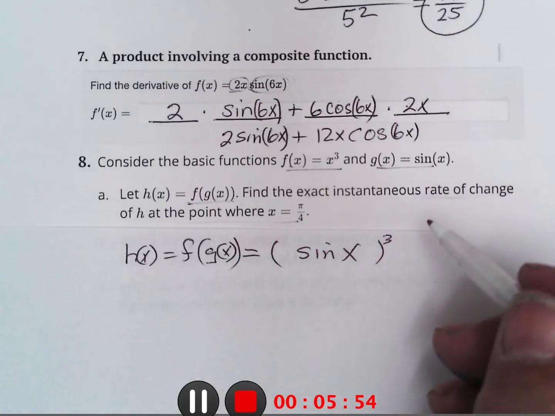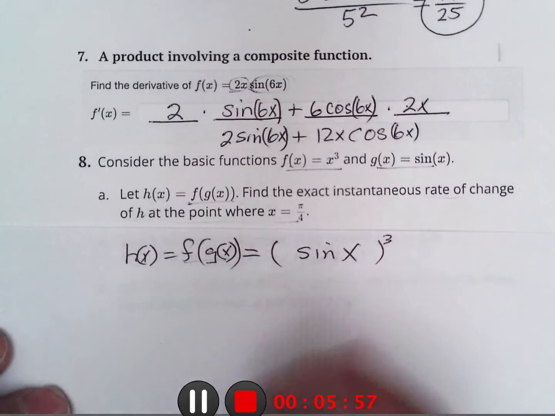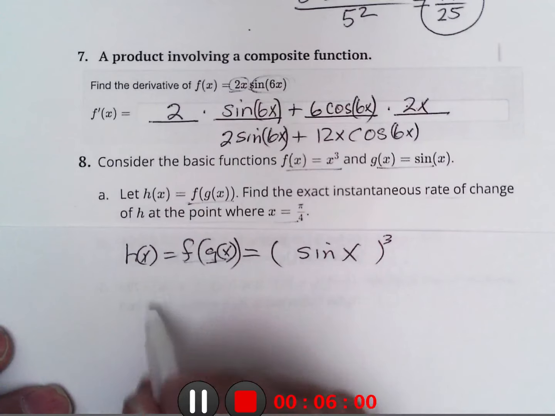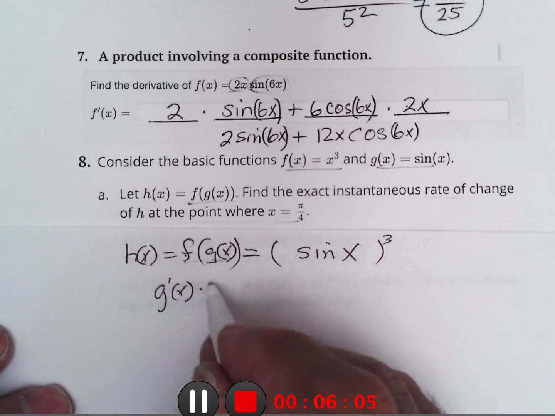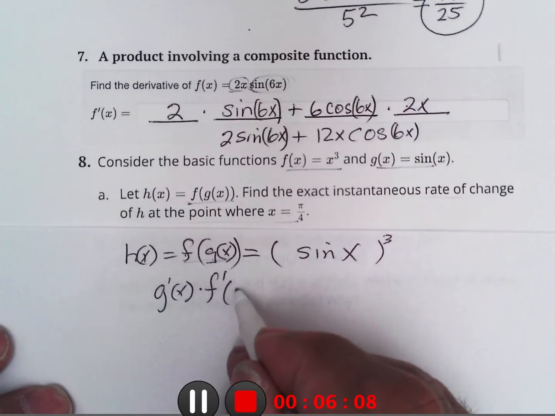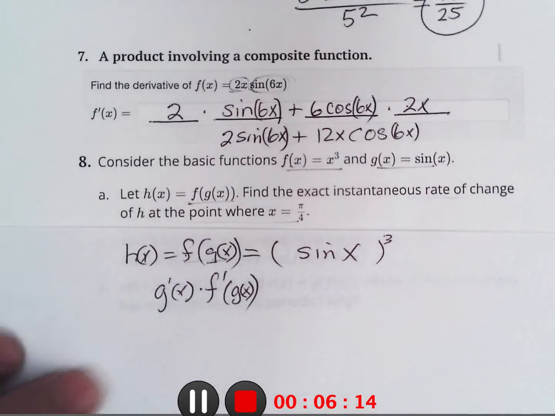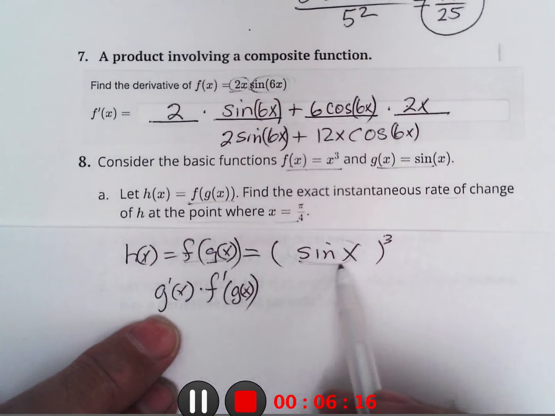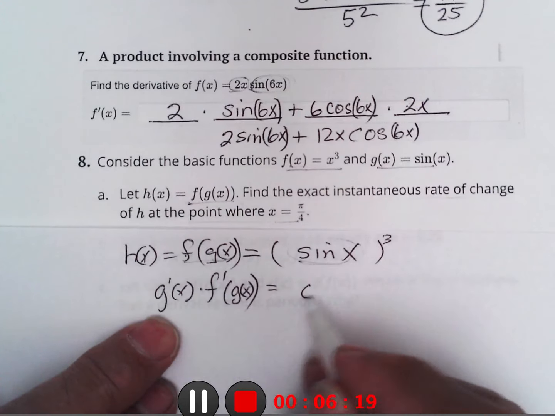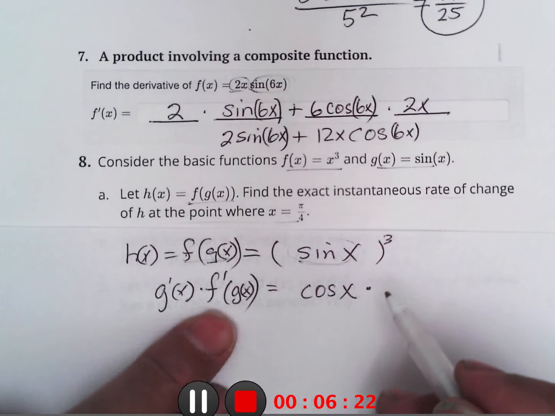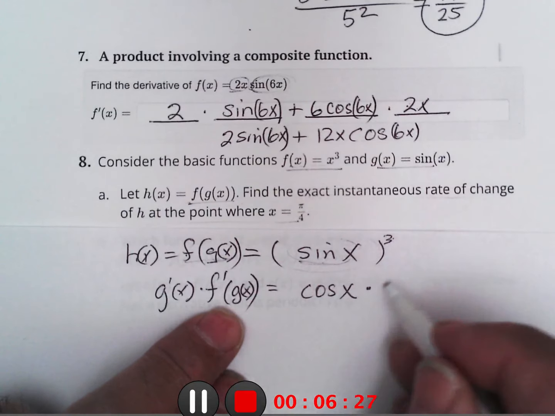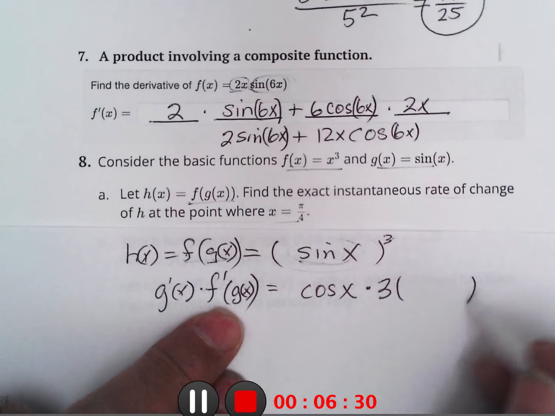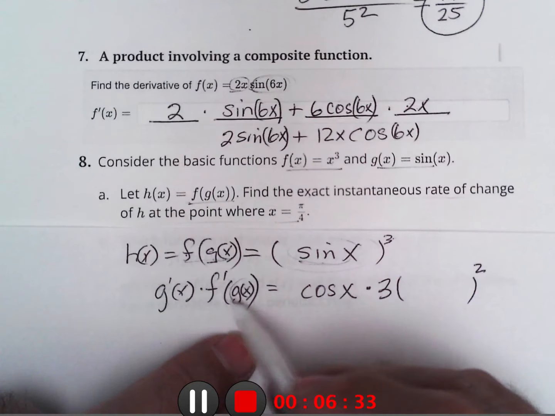Okay? Now the derivative of this would be derivative of the inside, g prime of x, times f prime, with the variable being g of x. For g prime, the inside is cosine x times derivative of the bigger picture, something cubed, is going to be 3 times that something squared. And that something, the variable in this, is the whole sine x.